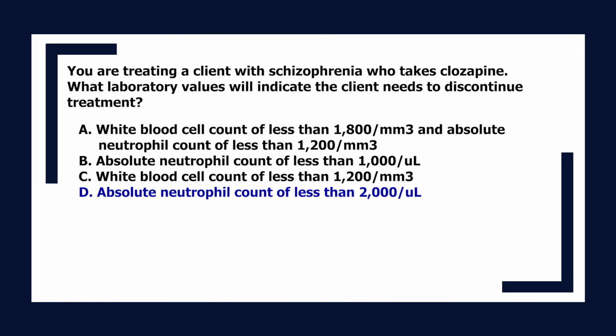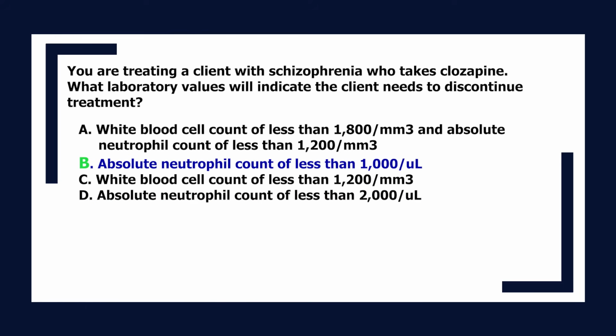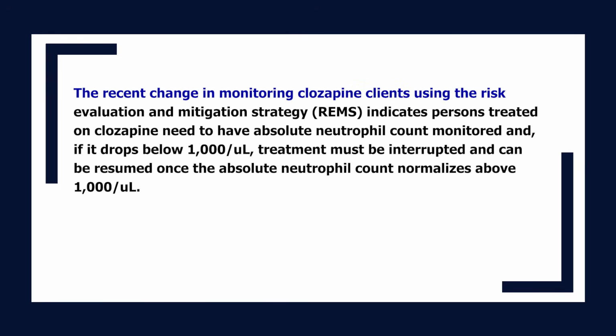The correct answer is B. Absolute neutrophil count of less than 1,000 per microliter. The recent change in monitoring clozapine clients using the Risk Evaluation and Mitigation Strategy, REMS, indicates persons treated on clozapine need to have absolute neutrophil count monitored and, if it drops below 1,000 per microliter, treatment must be interrupted and can be resumed once the absolute neutrophil count normalizes above 1,000 per microliter.